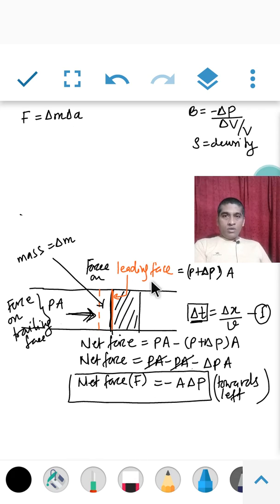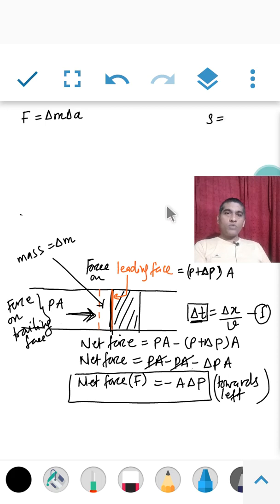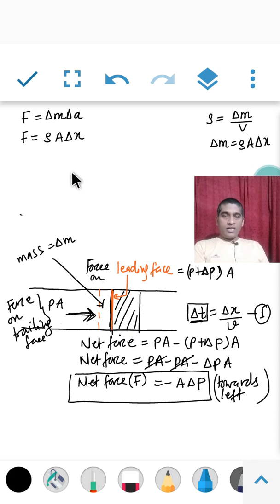Now we know density, because we want the final relation in terms of density. So density equals mass divided by volume. So delta m, that is mass, equals density into volume, and volume equals area of cross section times the thickness. So we get delta m is rho A delta x. Clear? Now what about acceleration?